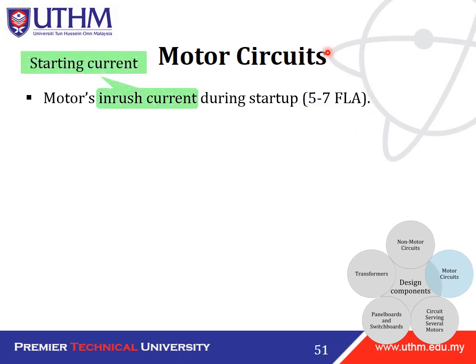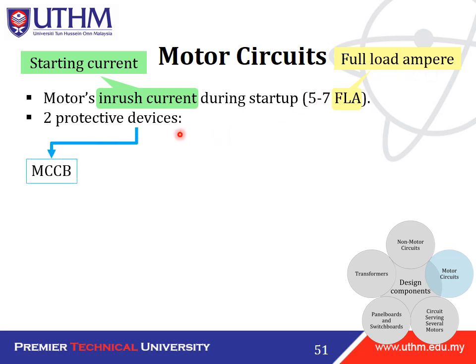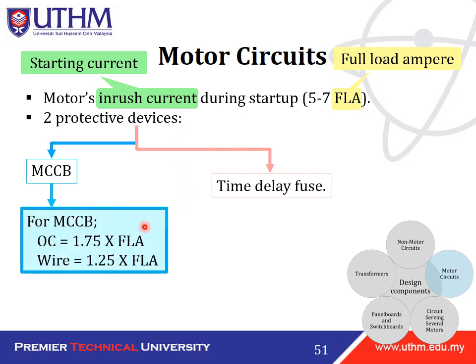So inrush current is the starting current. Meanwhile, the FLA is the full load ampere. Usually this full load ampere is represented in a table. We will see it in the next slide. So, in the motor circuit, we have 2 protective devices, which are the MCCB and also the time delay fuse. The equation for the MCCB for overcurrent is 1.75 times the FLA, full load ampere, while for the wire it is equal to 1.25 times the FLA.